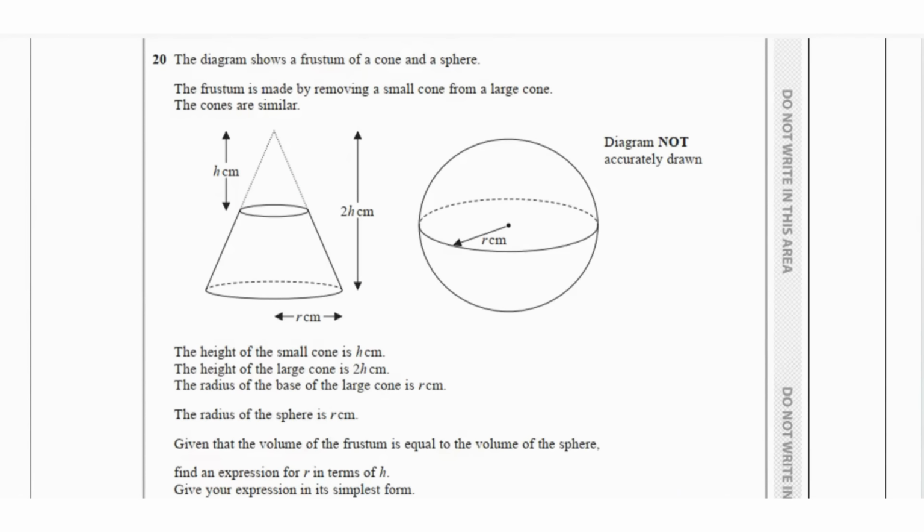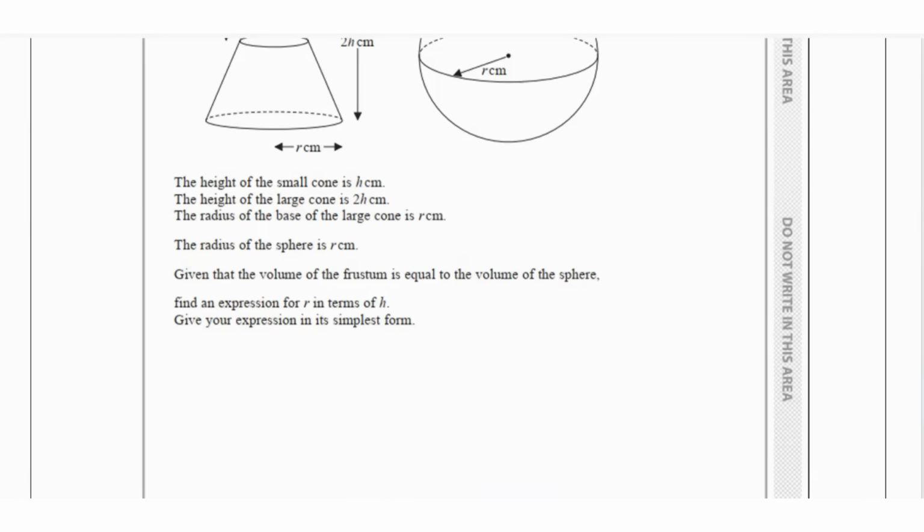Then the diagram shows the frustum of a cone and a sphere. The frustum is made by removing a small cone from a large cone, and the cones are similar. The height of the small cone is h, and the height of the large cone is 2h. The radius of the base of the large cone is r centimeters, and the radius of the sphere is also r centimeters. Given that the volume of the frustum is equal to the volume of the sphere, find an expression for r in terms of h. Give your expression in its simplest form.